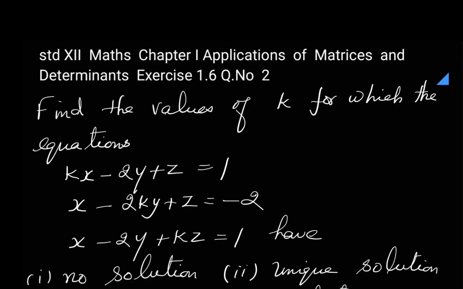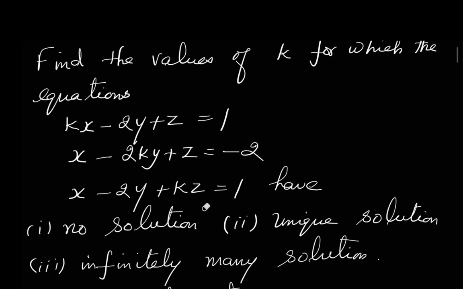See Standard 12th Maths, Chapter 1, Applications of Matrices and Determinants, Exercise 1.6, Question number 2. Find the values of k for which the system of equations... Here they have given the equations. The condition is that the system has no solution, a unique solution, and infinitely many solutions for different values of k. We are going to find the different values of k that satisfy these conditions.